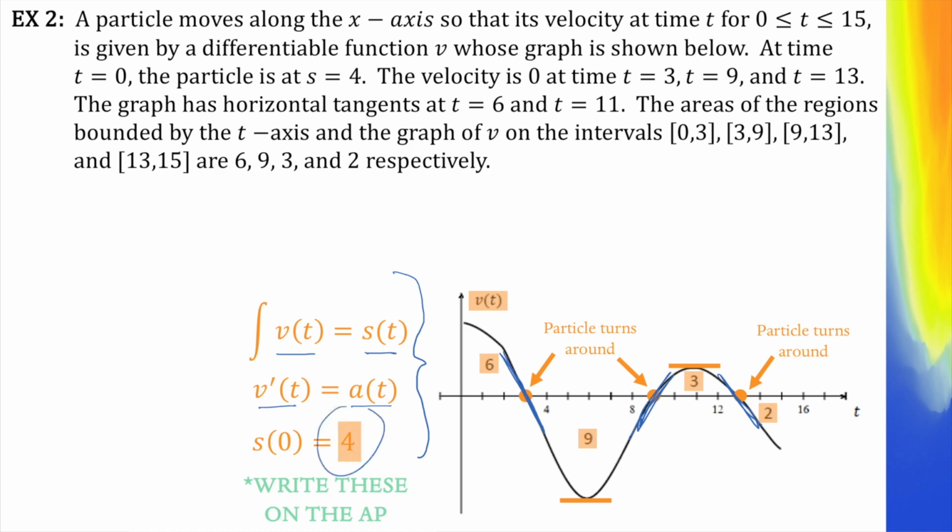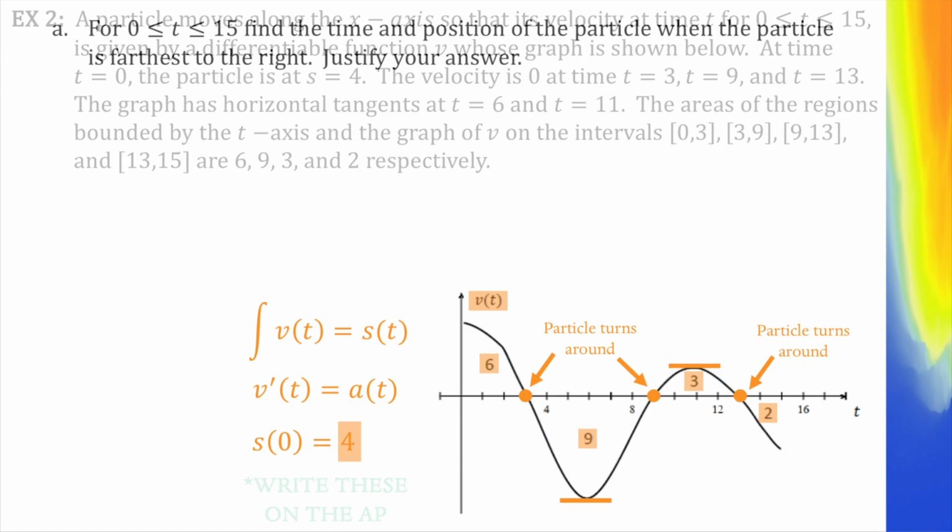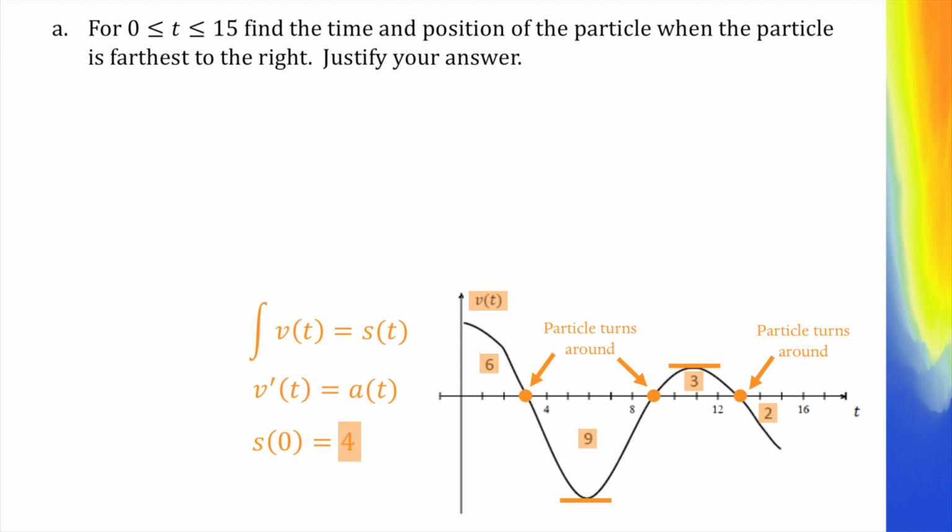And again, just a reminder, we have a starting position of 4. That's going to come in handy. That's also nice just to mark where we're ending. We're ending at 15 there. Part A. So for time between 0 and 15, find the time and position of the particle when the particle is farthest to the right and justify your answer.